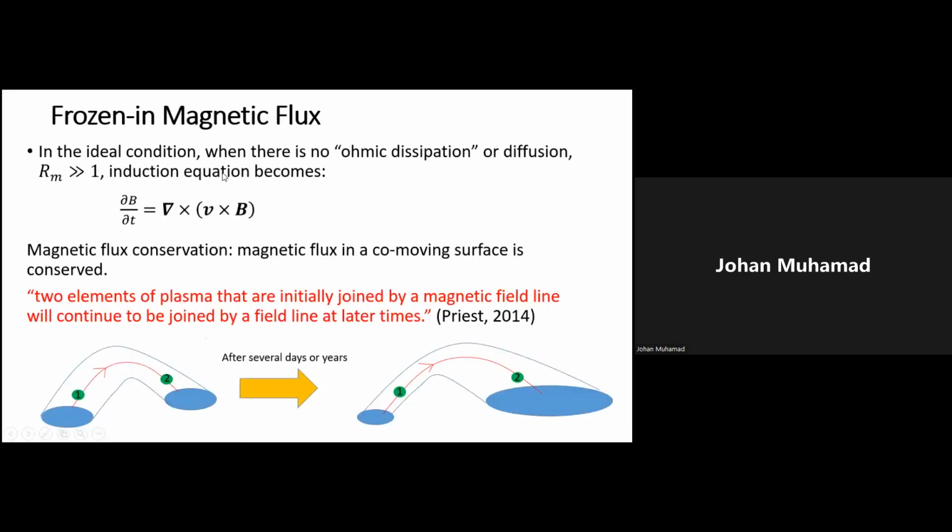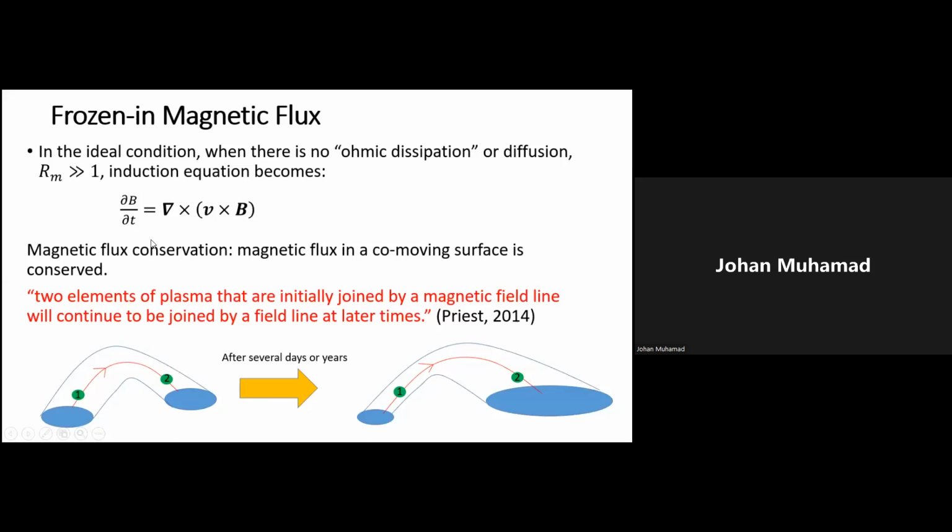So in the ideal condition, when there is no ohmic dissipation or no diffusion at all, where the magnetic Reynolds number is very, very large, then the induction equation becomes something like this, where we don't have the diffusion term. In this case, magnetic flux conservation will happen, and the magnetic flux in a co-moving surface is conserved.